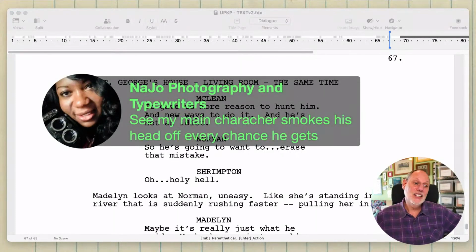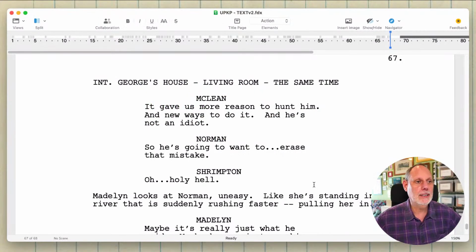Yeah, and smoking will change your rating, but I think that's okay.